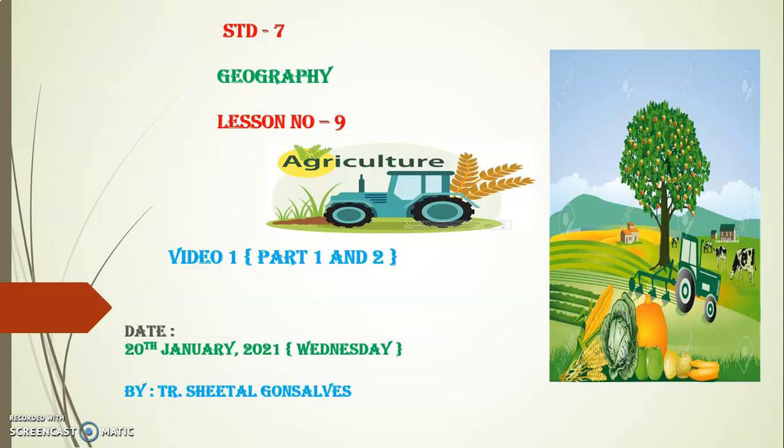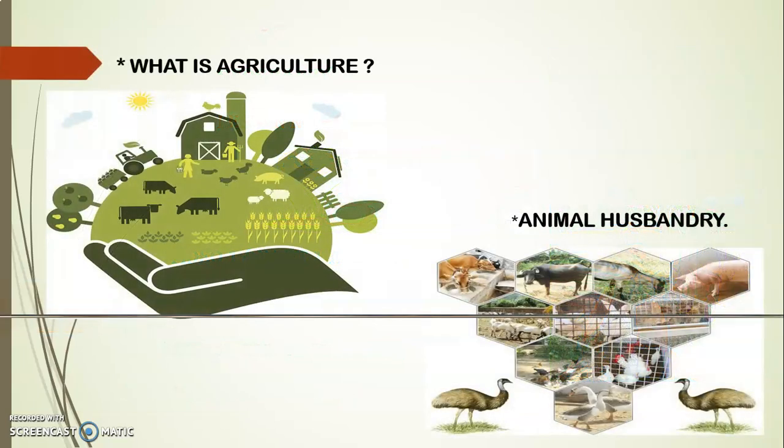So let us all continue with our teaching learning process and let's start with the new lesson, agriculture. Well, now in this video 1, in part 1 and part 2, we are going to study two different topics. One is what exactly is agriculture, what do you mean by agriculture, and the second topic, which is what is animal husbandry, or what are the things which are included or taken with agriculture and animal husbandry.